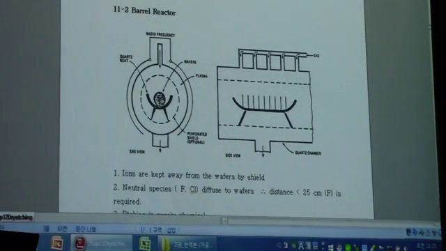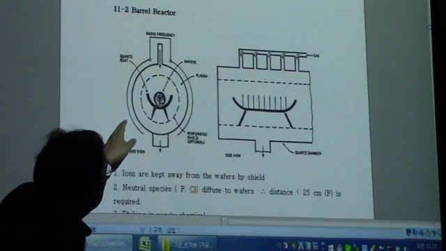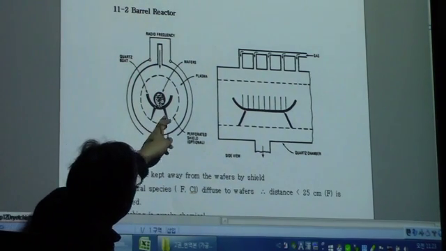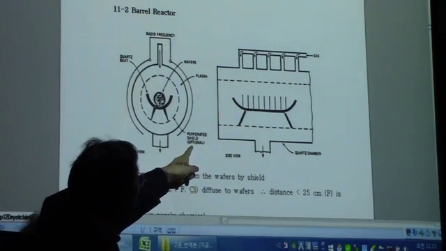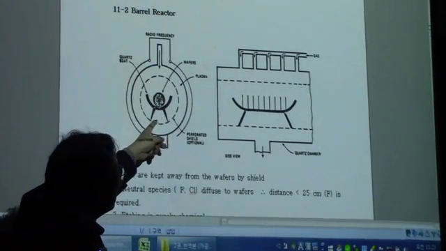Now let's start with the barrel type reactor. The barrel type reactor looks like this. You can see the perforated shield. That is the characteristic of this barrel type reactor.